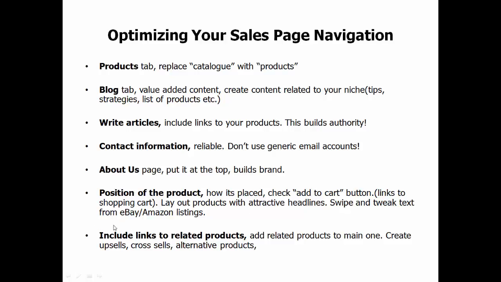Another thing that you might want to do is, along with every product page, having a link to your shopping cart, include links to related products. Add the related products to the main one. This is very, very important. It can really increase your profits exponentially. Some of these will be upsells, others will be accessories like cross sells, and others will just be alternative products. The objective is to encourage your buyer to buy more products in each order.